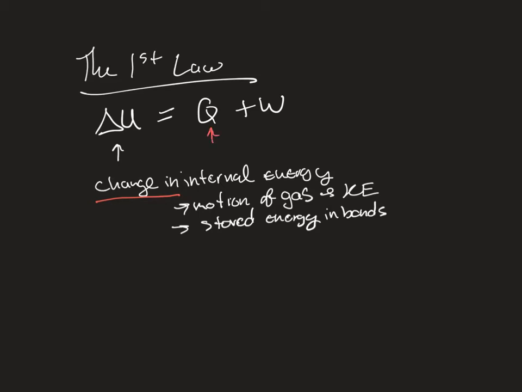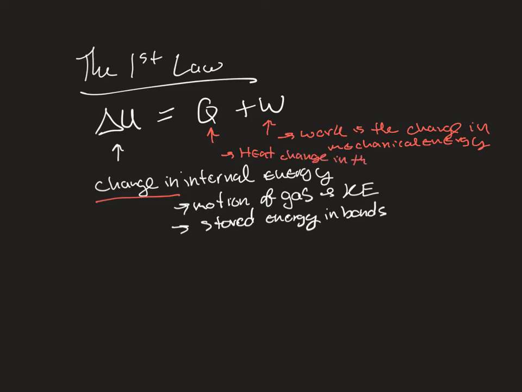So remember, work and heat are also process variables because work is the change in mechanical energy, and heat here is the change in thermal energy. So we can use our state variables like temperature, pressure, and volume to figure out what is going on with our process variables, so the change in energy variables like work, heat, and change in internal energy.